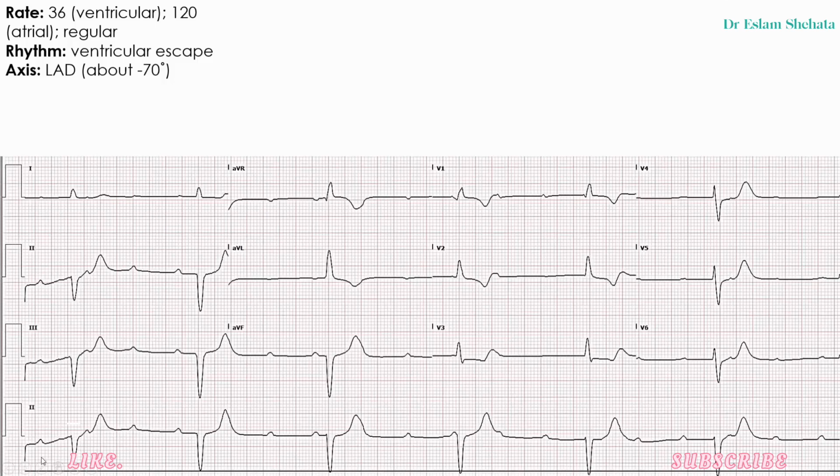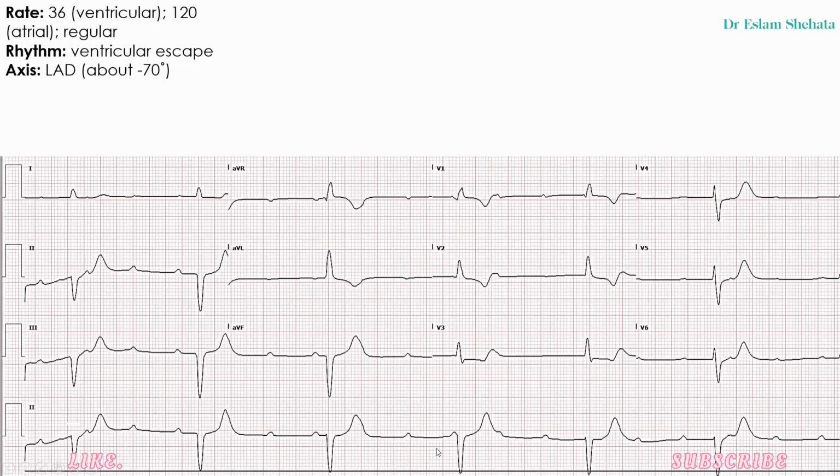The P waves are perfectly regular. There's a P wave, P wave, P wave, and so on. One will be buried in this T wave here. P wave, buried, P wave, that's a P wave, etc. The point is those P waves are regular. The QRS complexes are also regular, but they're totally unrelated to the P waves.